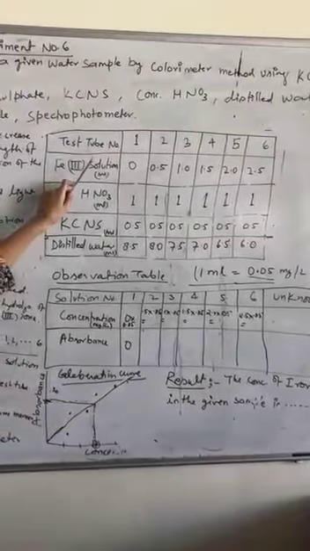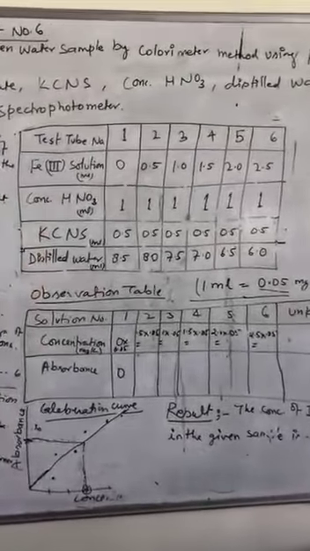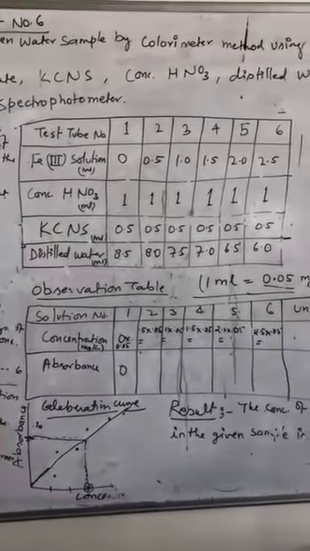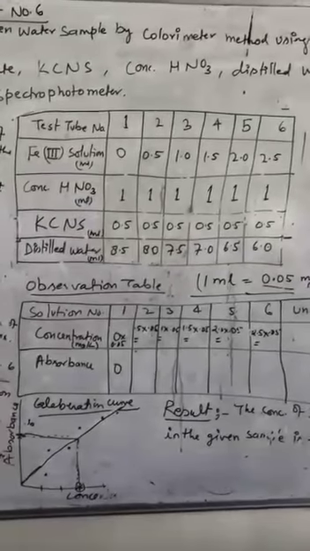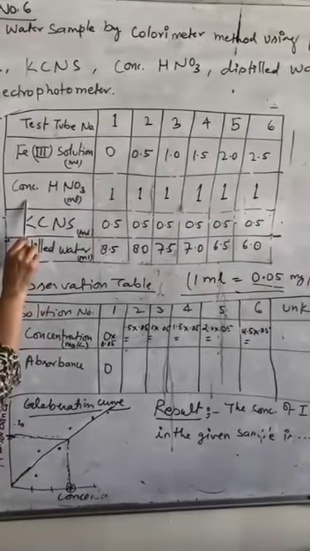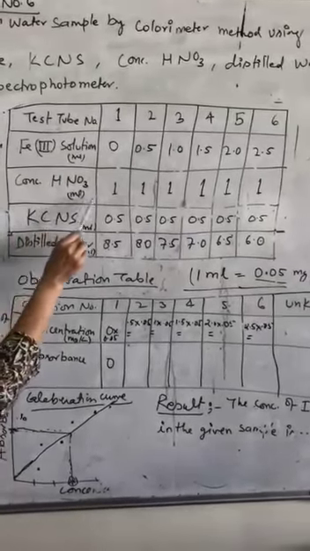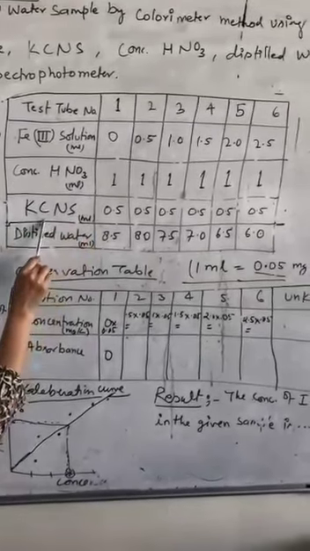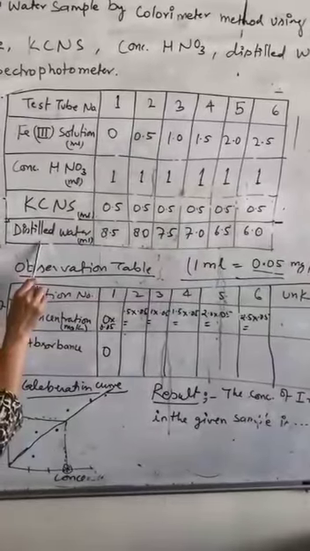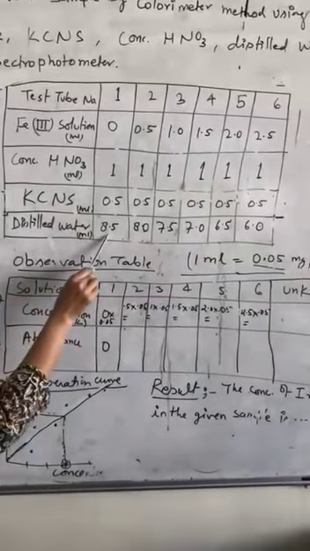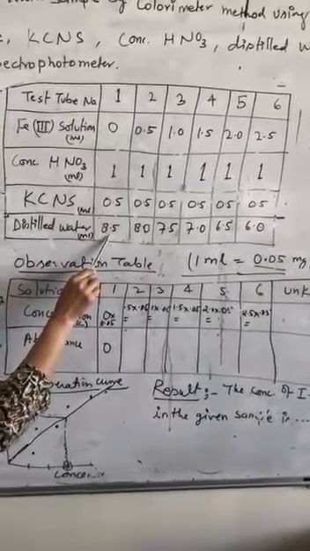First test tube preparation. The first test tube is your reference test tube. In this, we don't have to add iron 3 solution, but we have to add 1 ml of concentrated HNO3 solution, 0.5 ml KCNS solution, and the rest we have to make up with distilled water, which is 8.5 ml.